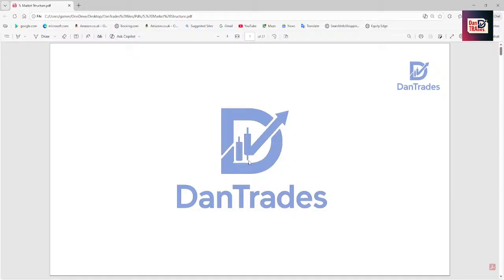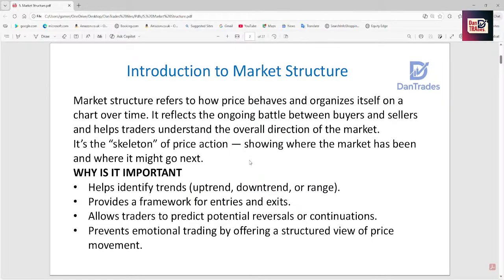Okay, so market structure. Introduction to market structure. So what is basically market structure? Market structure refers to how price behaves and organizes itself on a chart over a period of time. It reflects the ongoing battle between buyers and sellers and helps traders understand the overall direction of the market. It's the skeleton of price action, showing where the market has been and where it might go next.